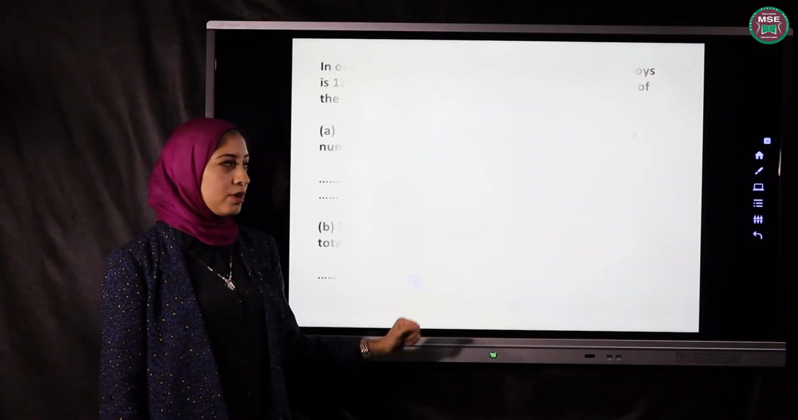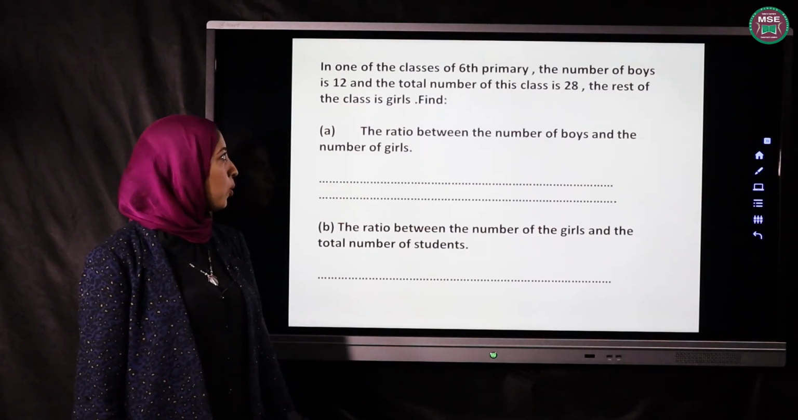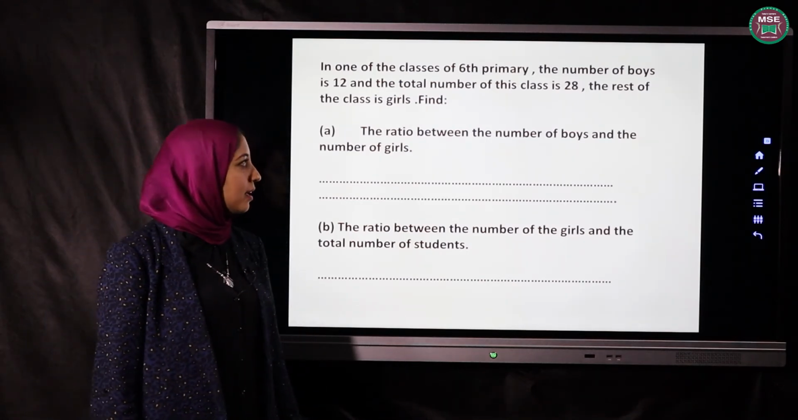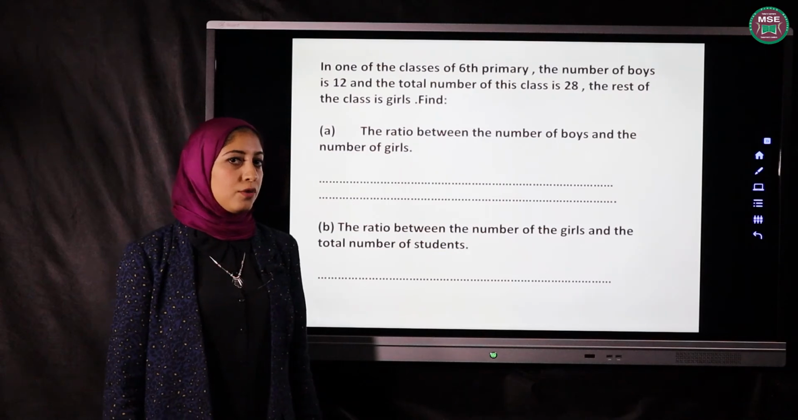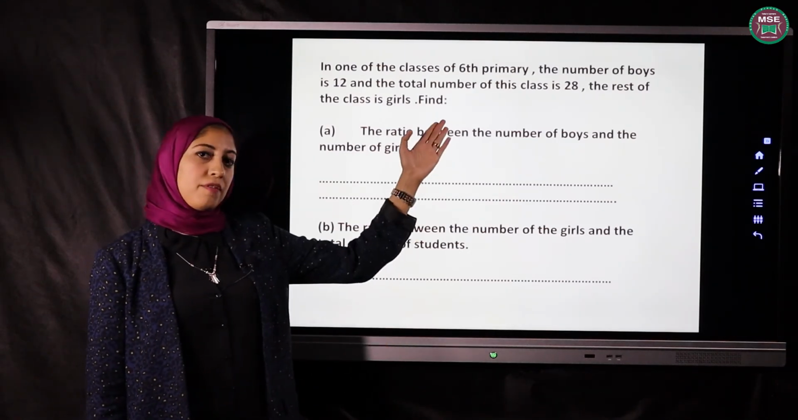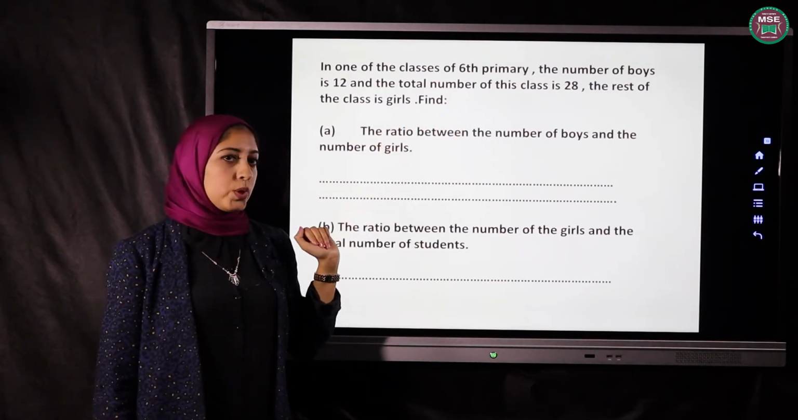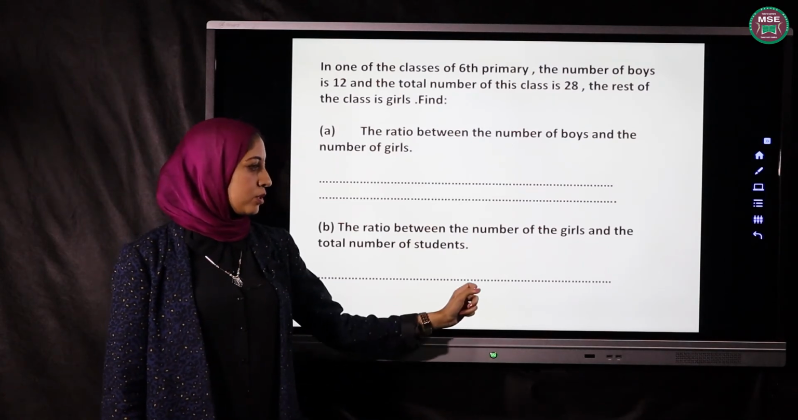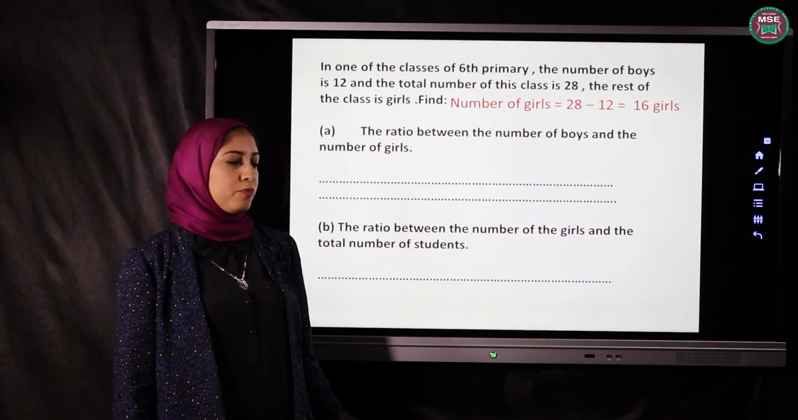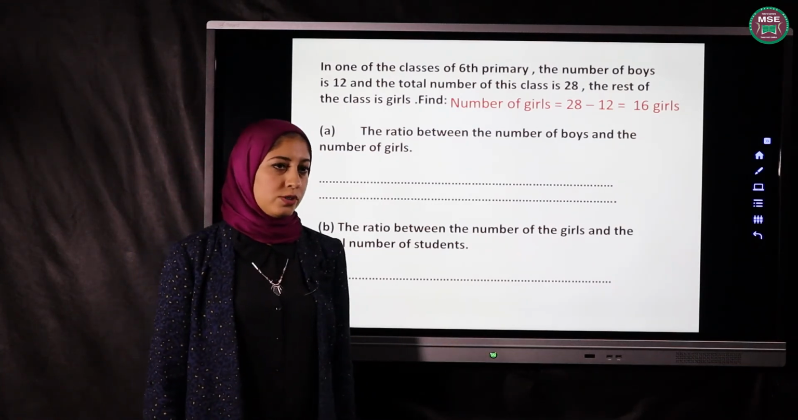Let's look at this exercise. In one of the classes of 6 primary, the number of boys is 12 and the total number of this class is 28. The rest of the class is girls. Before reading the questions, I have the number of boys and I have the total number of the class. The rest will be girls. I have to find the rest first, the number of girls. How? By making the total minus the number of boys. I will make 28 minus 12 equals 16 girls.